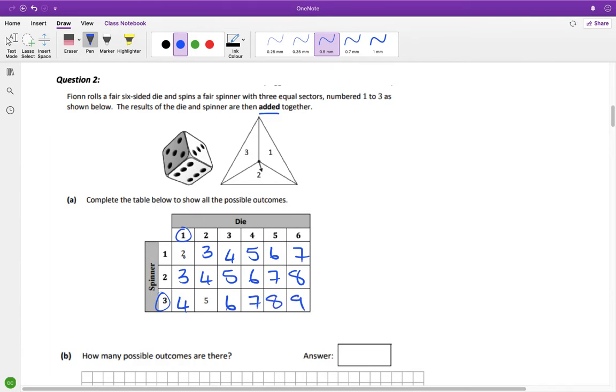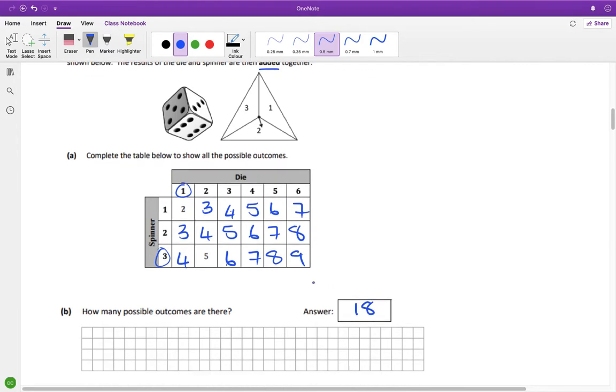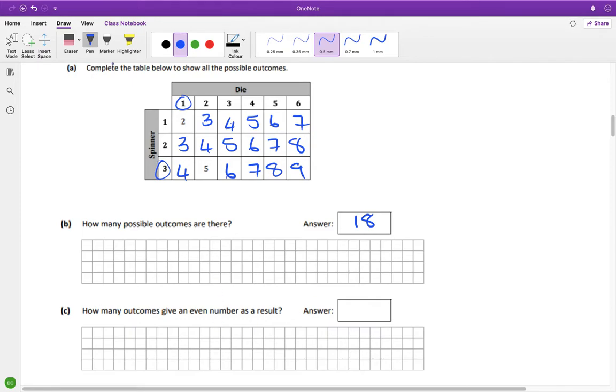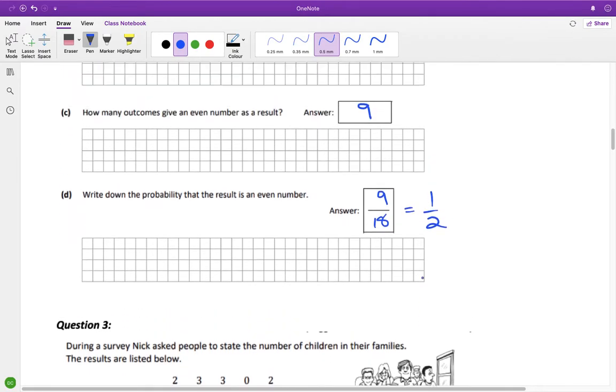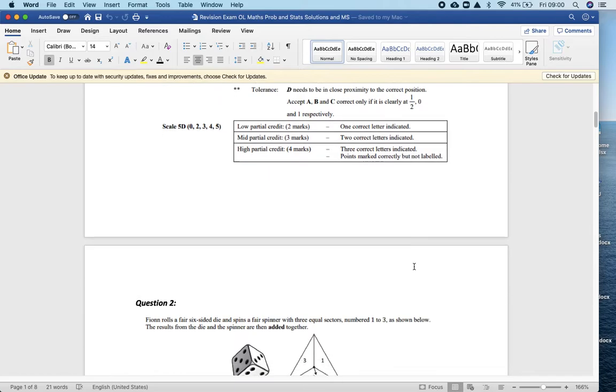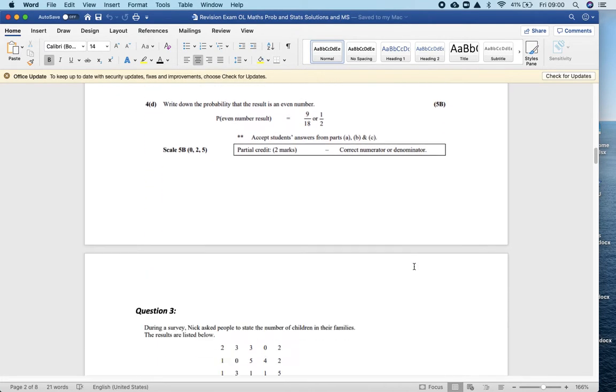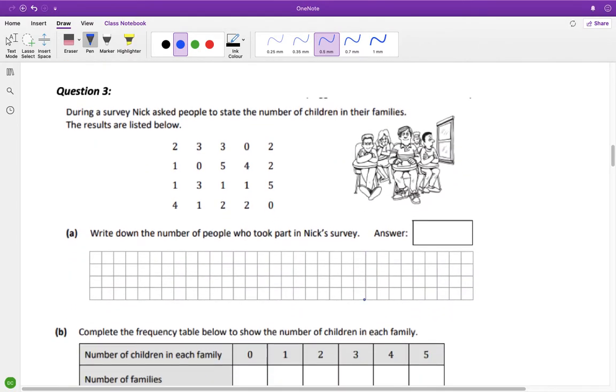How many outcomes are there? Okay, there are 1, 2, 3, 4, 5, 6 by 1, 2, 3. So 6 by 3 is 18 outcomes. How many outcomes give an even result? Okay, so 1, 2, 3, 4, 5, 6, 7, 8, 9 of them. And write down the probability that the result is even. So it's 9 out of 18, or if you simplify it, it should be a half. Sorry, just to make sure I have everything right. 18, 9 and a half. Okay, question 2.